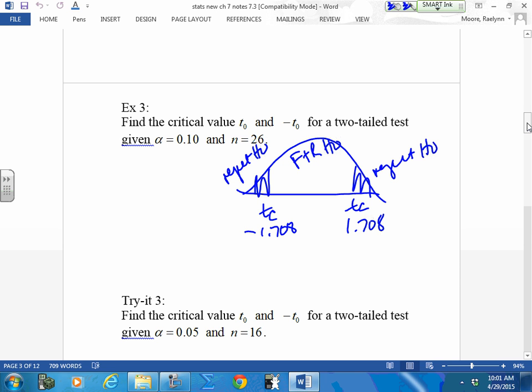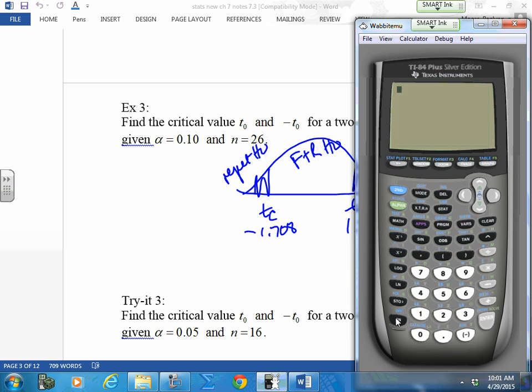Can you do this in your calculator? In your calculator, you have to go to your inverse t, and you're going to have to tell it 0.10 divided by 2. What comes next? The 0 and the 1? I don't have a... Oops, I forgot.